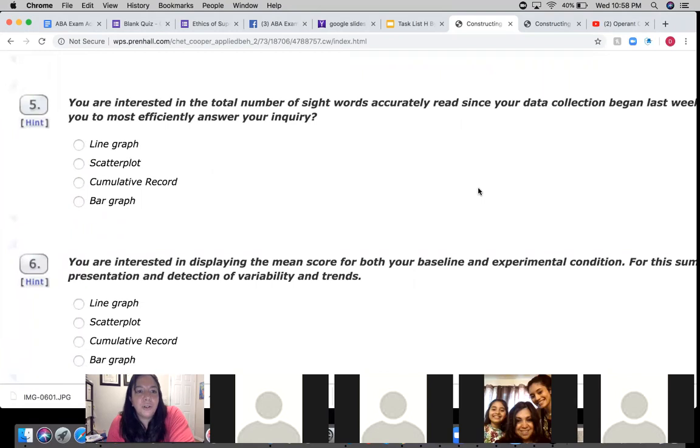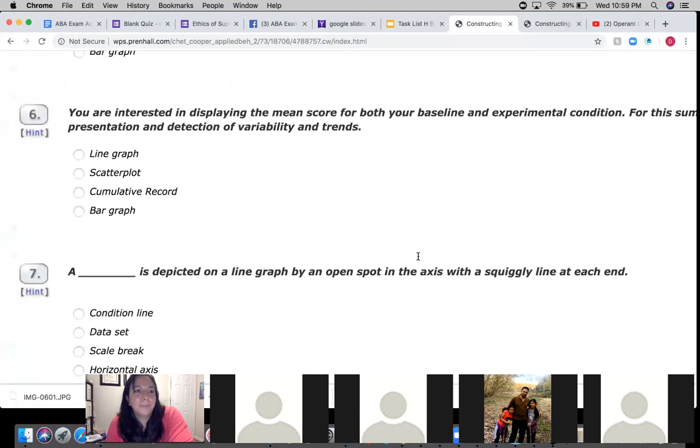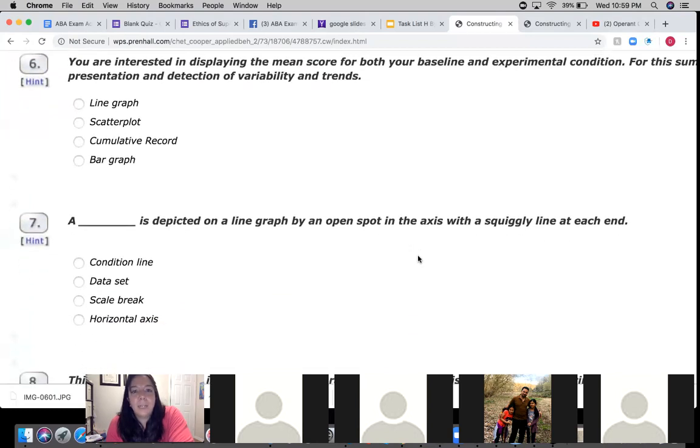You are interested in the total number of sight words accurately read since your data collection began last week. You want to most efficiently answer your inquiry. Line graph, cumulative record. Cumulative. Awesome. All right. You are interested in displaying the mean score for both your baseline and experimental condition for summary presentation and detection of variable trends. Line graph, scatter plot, cumulative record, bar graph? Line graph.